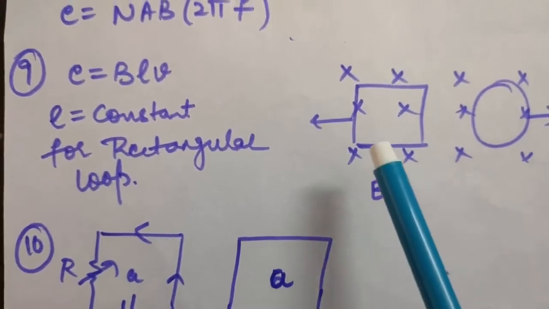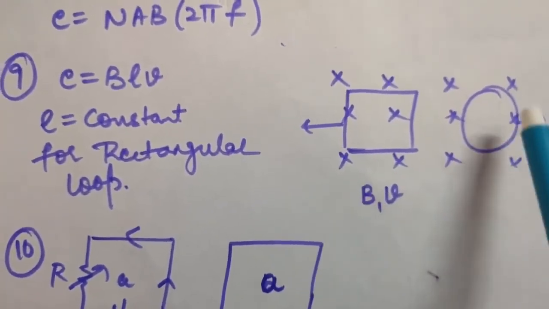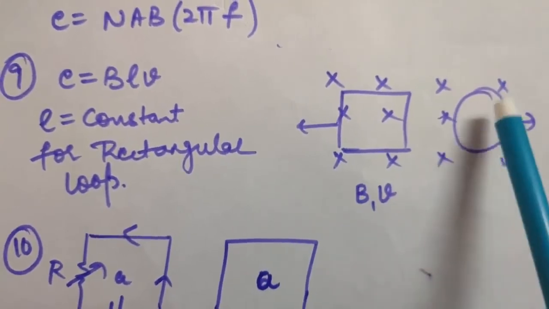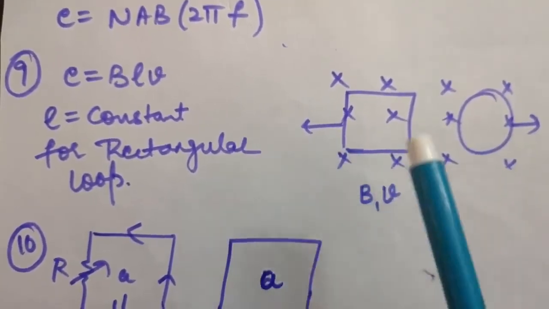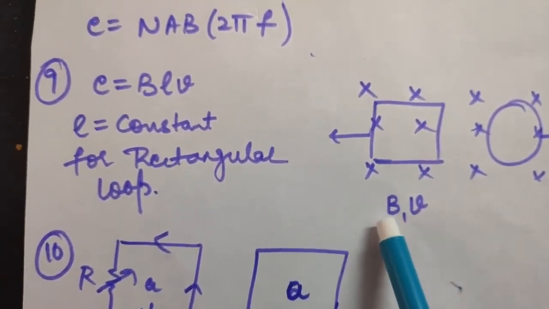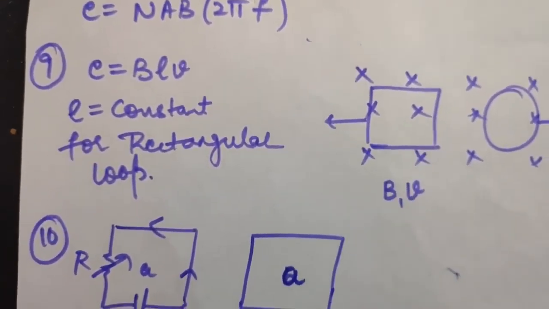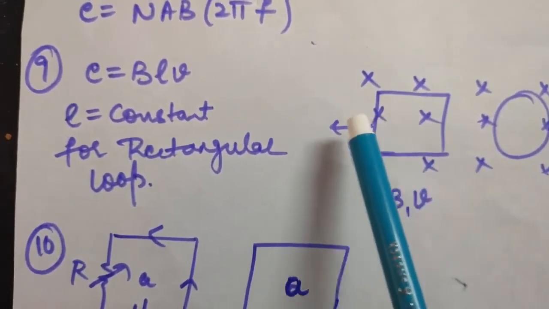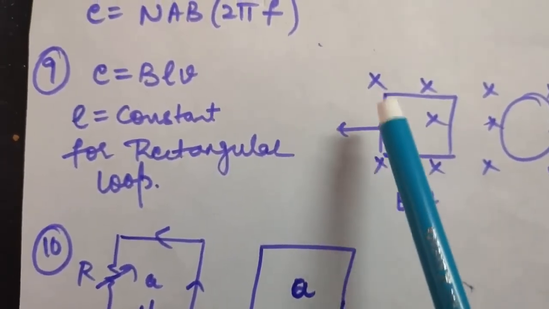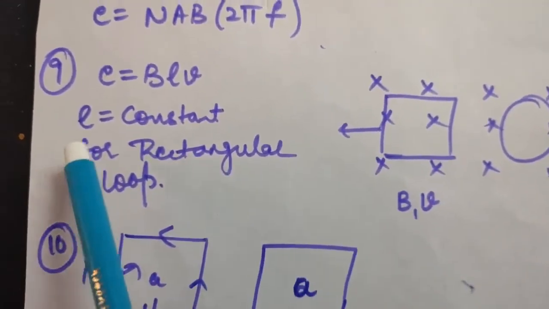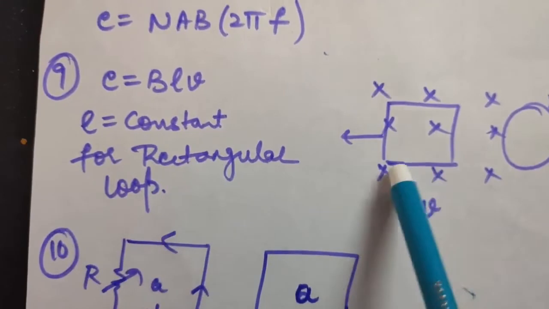Okay, so the next is question number 9. It says that you have a rectangular loop and you have a circular loop, and both are moving out of the field region with same velocity. So V is same, magnetic field is also same. Now it is asking for which the induced EMF will remain constant. See, when this will move outside, this length will remain constant. B and V are already constant. That means induced EMF will come to be constant for rectangular loop.